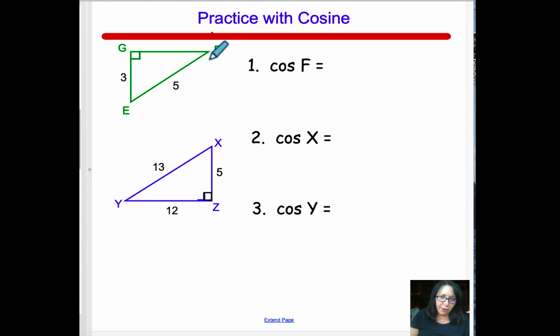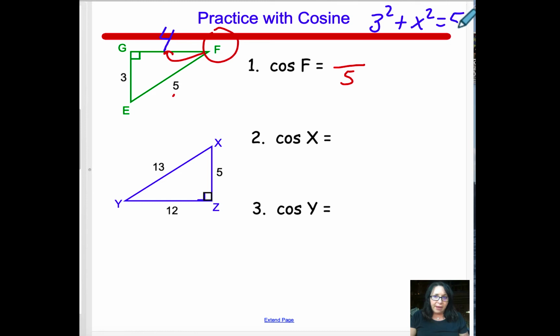Cosine of f, you're here. Cosine is the adjacent side over the hypotenuse. But in this problem, they omitted this adjacent side, so I need to put that in. That's a 4. If you forgot that this is a 3, 4, 5, then you can use the Pythagorean theorem to solve and find that x is equal to 4. Okay, and so that would be 4 over 5.